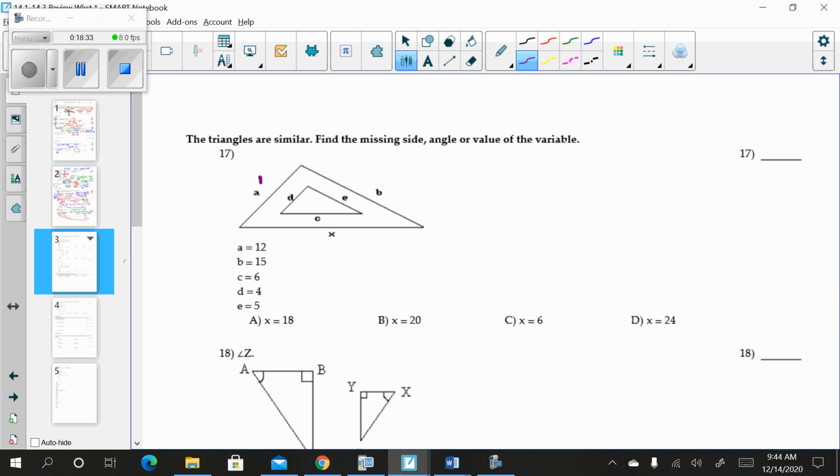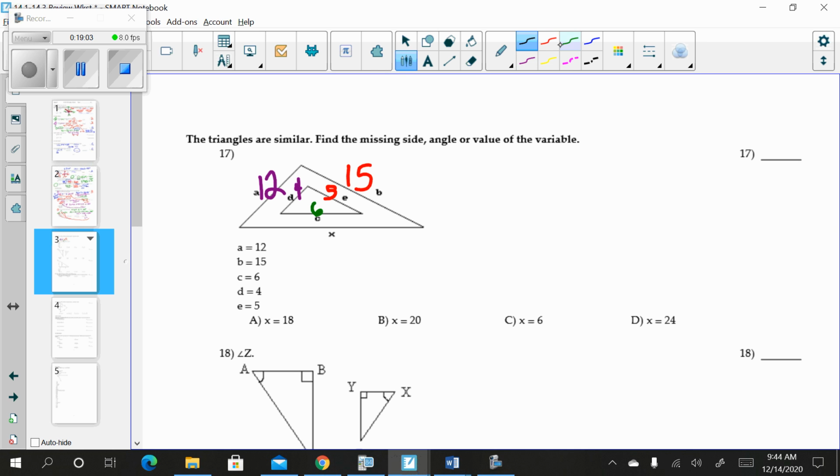So A is 12, B is 15, C is 6. That's on the little guy in there. The D is the 4. And the E is 5. All right, now you'll notice I did something here. I did the corresponding ones in the same color. That's really helpful. Make sure you label your picture, but the corresponding sides are the same color just to help see what they want you to find.